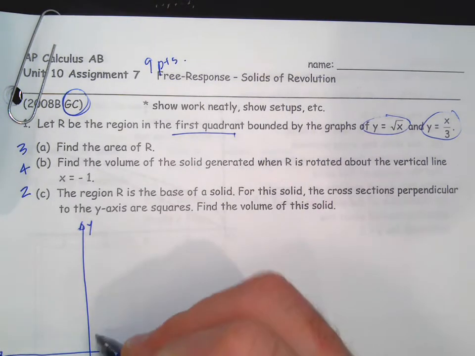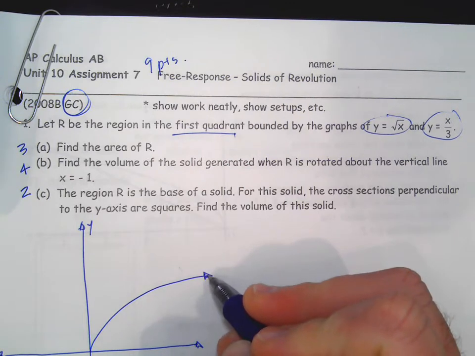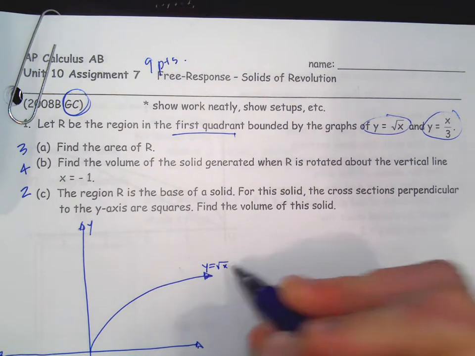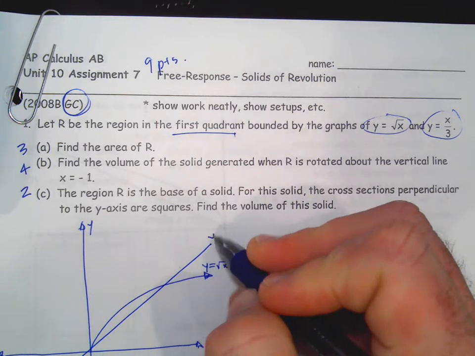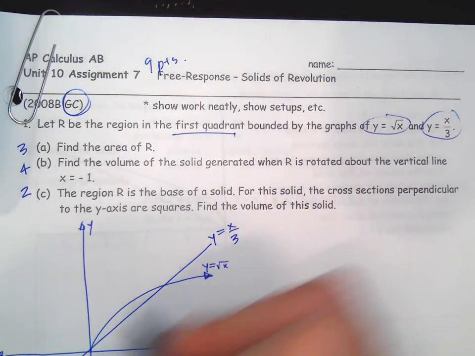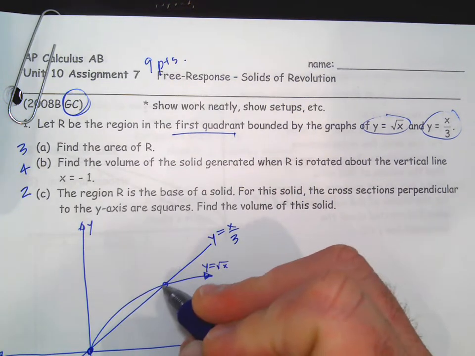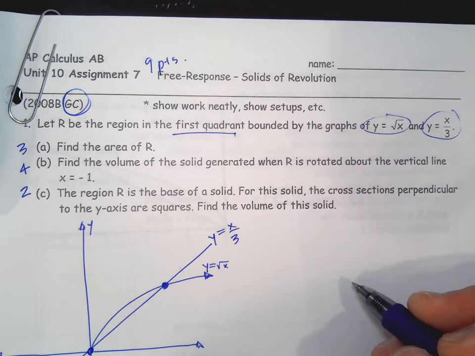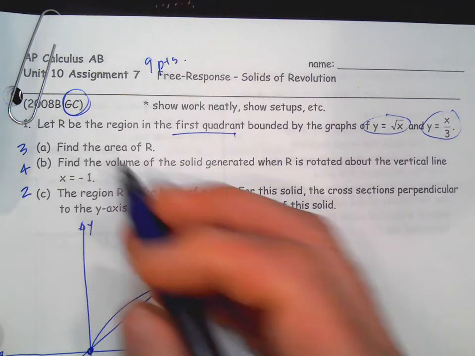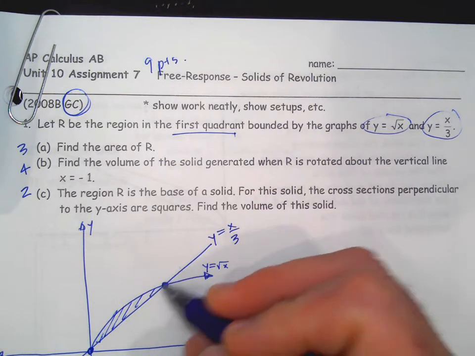Okay, so we have a sideways parabola. I mean, you could graph it if you forgot what this looks like. We have a line, y equals x over 3. That definitely goes to the origin. Both of these go through there. I think we're going to need to find the intersection of these two curves. So in part A, we're just going to have to find the area of it. And so we definitely need the intersection.